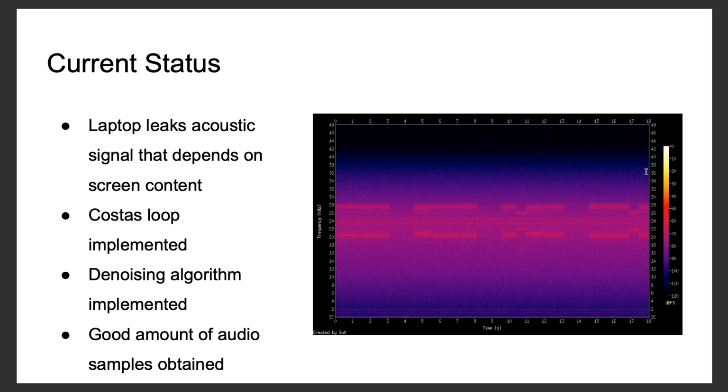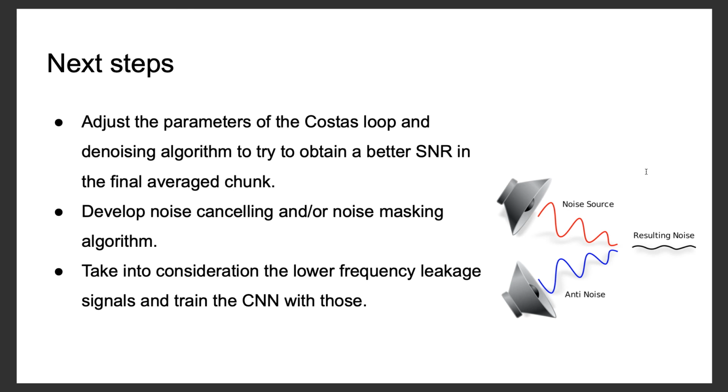Well, the Costas loop is already implemented. The denoising algorithm is also implemented. I already have a good amount of audio samples obtained by an automatic process of collecting 5-second samples of each website visited. The next steps are to adjust the parameters of the Costas loop and the denoising algorithm, because the final average chunk used as input for the CNN has a lot of noise, so it has been a problem there.